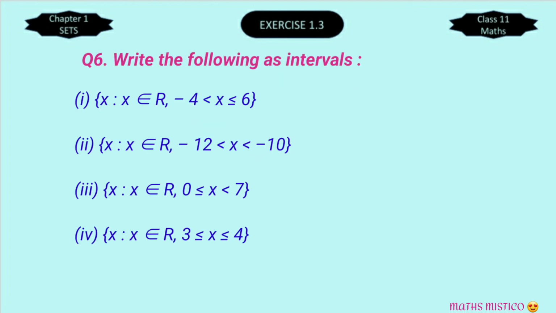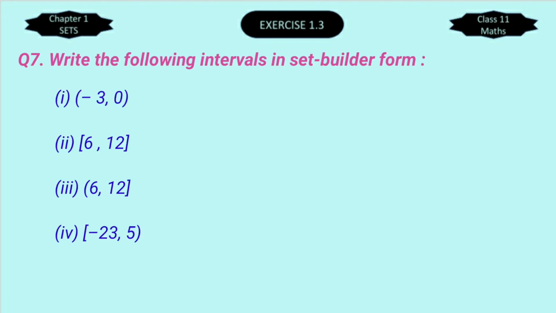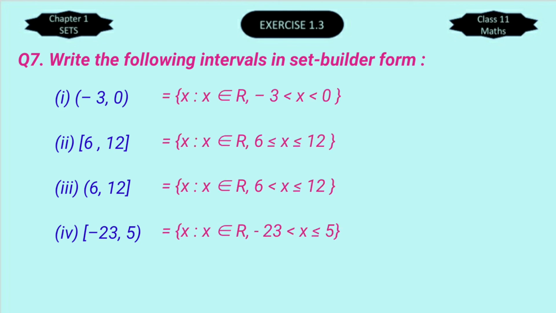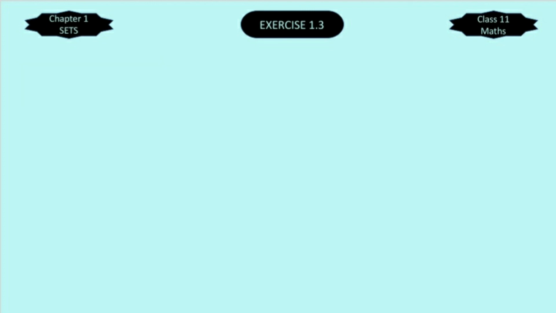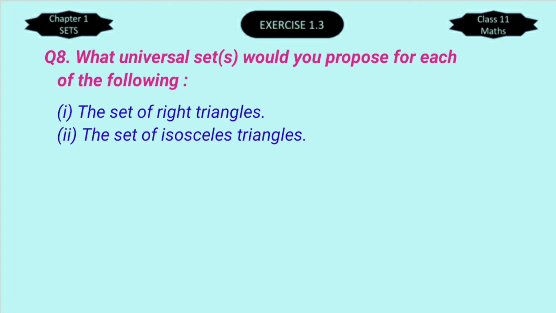Now in question 6, you have to convert the set builder form into intervals. Clearly we can write it in interval form only if it is representing some part of the number line. I mean if the numbers are real. So solve them and then cross-check your answers. Now can you convert these sets into set builder form? It was easy, right?